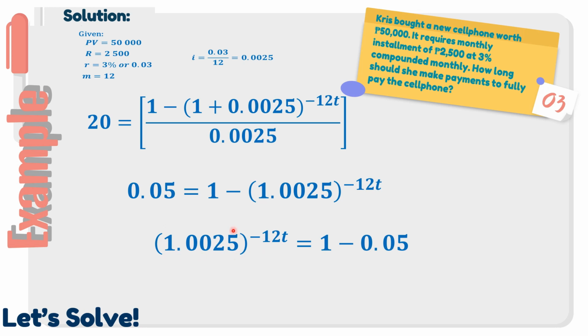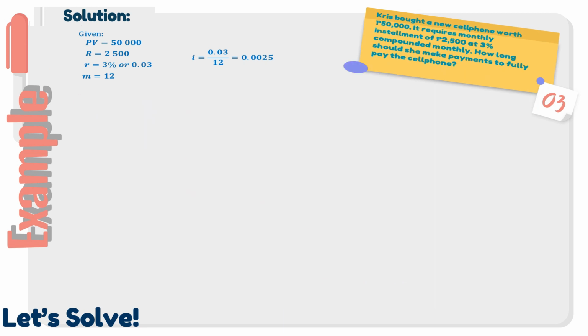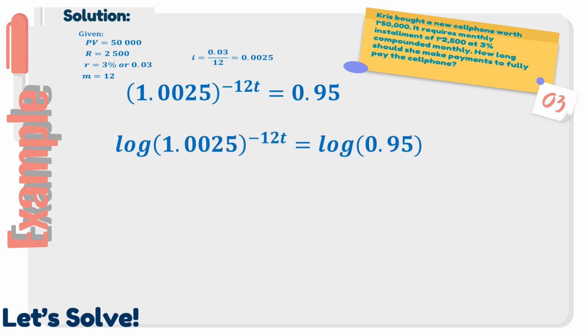On the left-hand side, we have the variable t, which is on the exponent. And on the right side, we have 1 minus the 500ths. Then, simplifying the right-hand side, we will be having this equation. We have now this expression on the left side, and on the right side, we have 95 hundredths. Solving for t, we're going to take the log of both sides. Taking the log of both sides will become this equation.